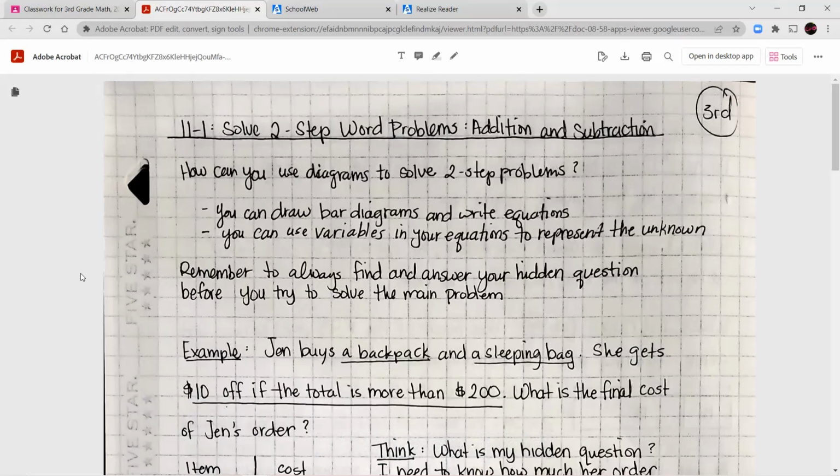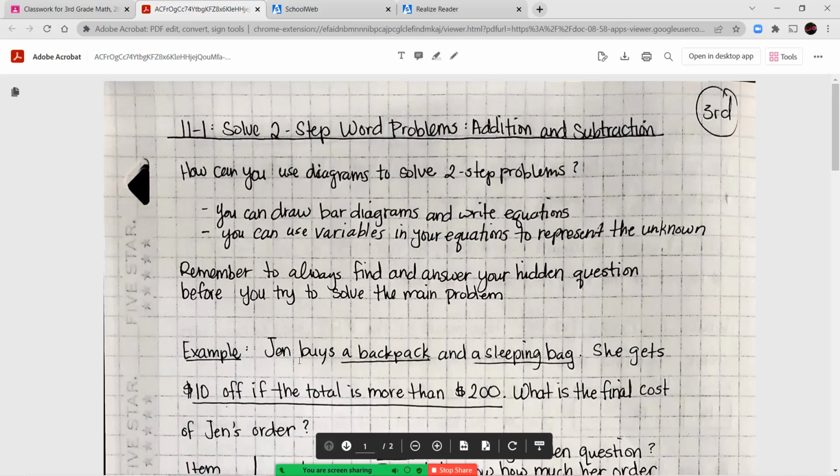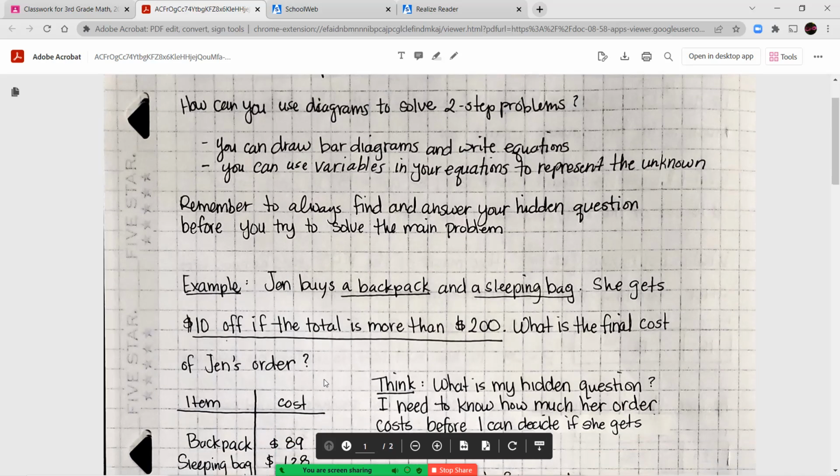And the reason for that is you need the answer to the hidden question to use while you solve for the main question. You're not going to be able to solve without it. So let's go ahead and take a look at an example question that we have here. It says Jen buys a backpack and a sleeping bag. She gets $10 off if the total is more than $200. What is the final cost of Jen's order?